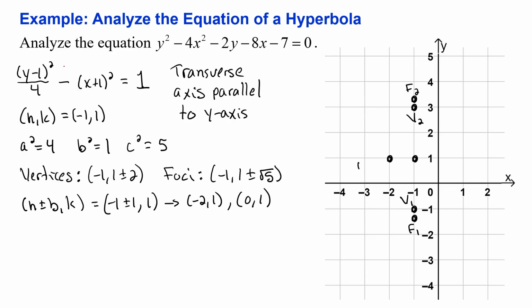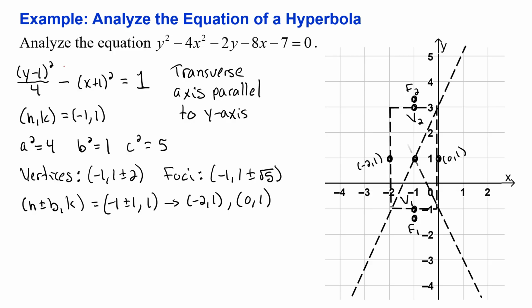Now let's plot these 2 points on our coordinate grid at (-2, 1) and (0, 1). And now we draw our dashed rectangle containing the 2 points we just plotted and the 2 vertices. Once our rectangle is complete, we can extend the diagonals of the rectangle to obtain the asymptotes. Now we draw the lower branch of the hyperbola that opens down, containing the vertex v sub 1 and approaching the asymptotes. Then we draw the upper branch of the hyperbola that opens up, containing v sub 2 and approaching each of the asymptotes.